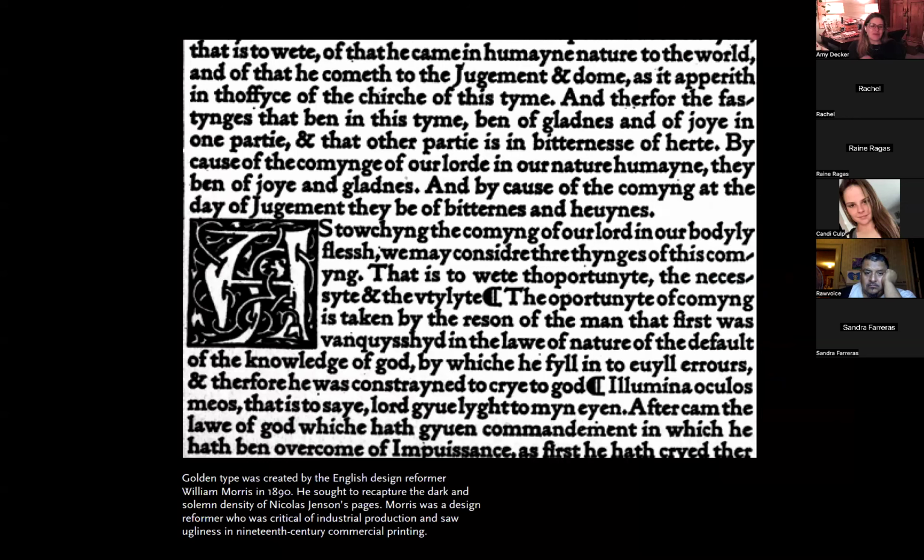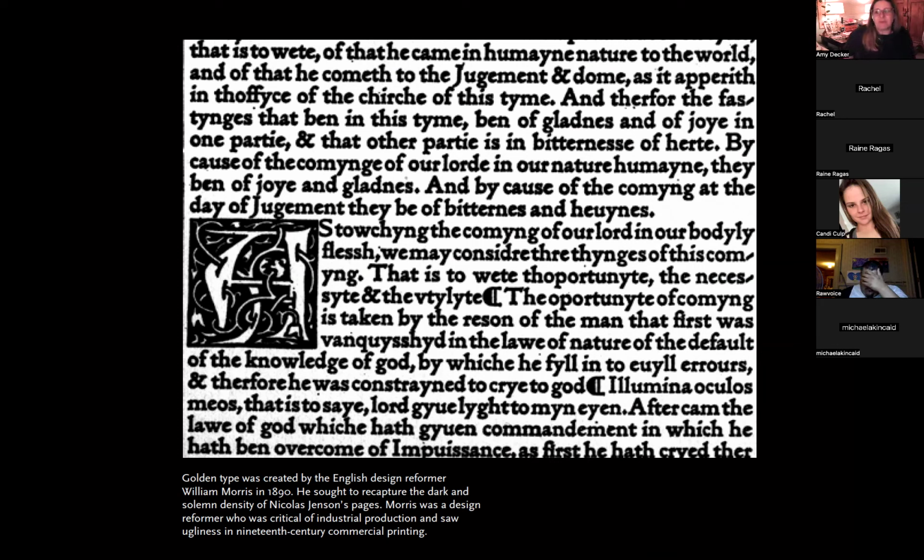So we had Golden type, which was created by the English design reformer William Morris. You might have heard of William Morris because he's done many things. How many of you have heard of William Morris, maybe from your art history classes? Yeah. Rachel, you've heard of him? Excellent. With wallpaper, right? Or wallpaper inspired by him? Yes, wallpaper for sure. William Morris was in the Arts and Crafts movement. He did wallpaper, he did furniture, he worked with Tiffany and did lighting. He did fabrics, textiles. He did typefaces. This is his typeface.